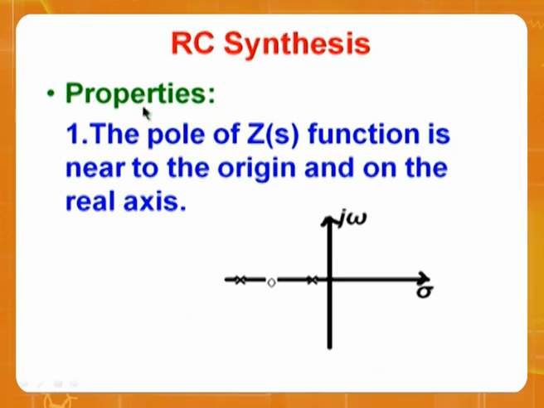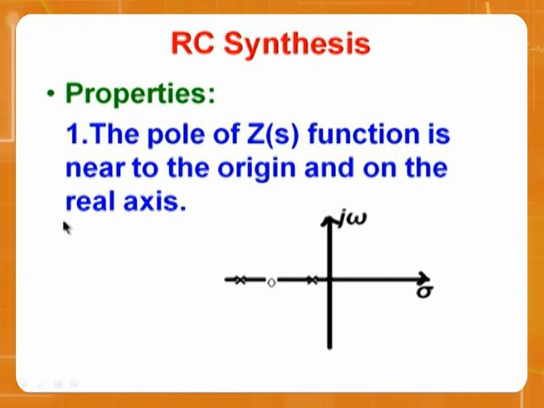Having finished LC synthesis, now I am taking you to RC synthesis properties. As we already understood, the simplest properties are two. For RC, unlike LC, the poles and zeros are not on the jω axis but on the real axis. So the pole of the Z function is near to the origin. RC means the nearest to the origin is a pole. When I say nearest to the origin, please understand it can also be at the origin.